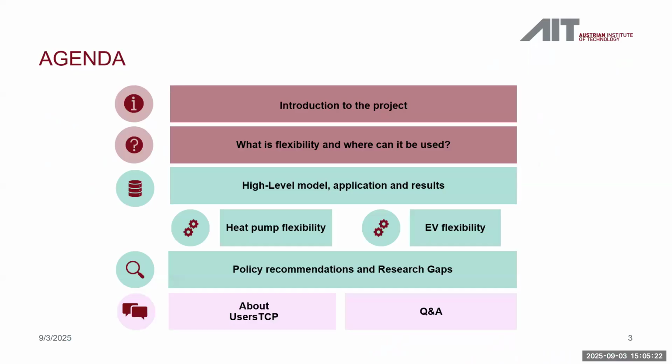We'll first quickly introduce the project, then shortly talk about what flexibility is and what it can be used for. Then we will present our high-level model, its application and results, and Viktoria will talk about the heat pump flexibility potential and Ben about the EV flexibility. Then we will conclude with some policy recommendations and research gaps. Then I will hand back to Sam to talk shortly about the users TCP, and then we will have the Q&A, as already mentioned.